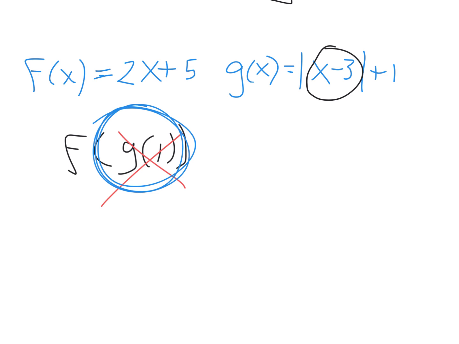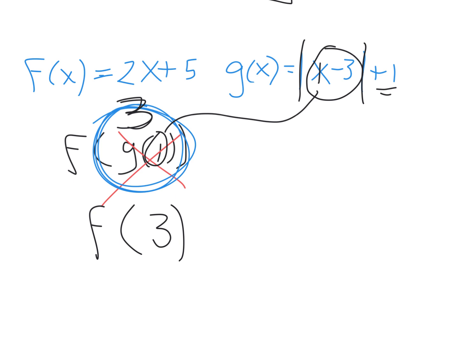All right, a lot of people say, I got 3, and that's perfect because this is 3. So how is it 3? You stick a 1 in here, and 1 minus 3 is negative 2, but then it absolute values to make it positive 2. Plus 1 is 3, so that is 3. And then it's f of 3. So you stick the 3 in here, and you get 6 plus 5 is 11. Who had an 11 for this answer? Okay, awesome.